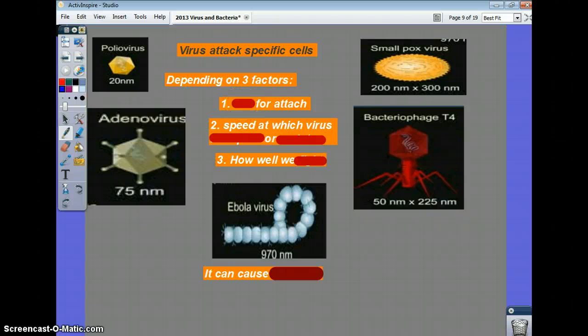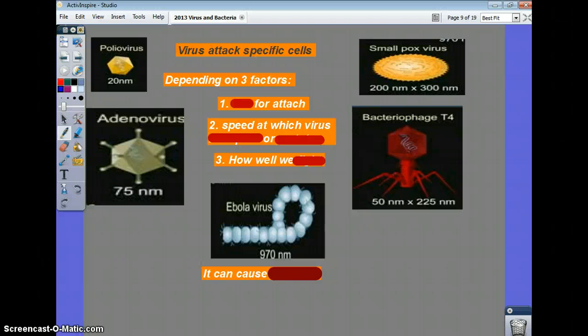So, it's going to depend on the site for it to attach. It's also going to depend on the speed at which a virus multiplies or mutates and how well we fight it. All these things are what's going to determine whether the virus can cause a disease. When you have a virus, you have a virus forever. It's for life. Your body will constantly fight it if the immune system is strong enough. And there are some viruses that your body cannot fight, so you need additional factors to help you fight.